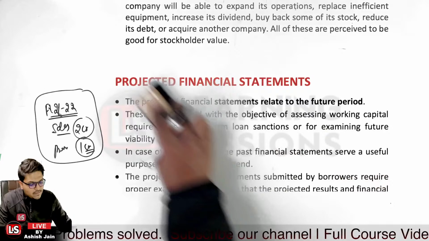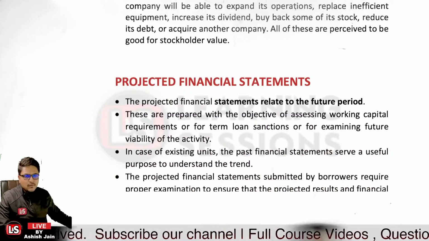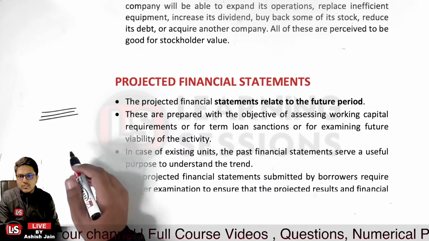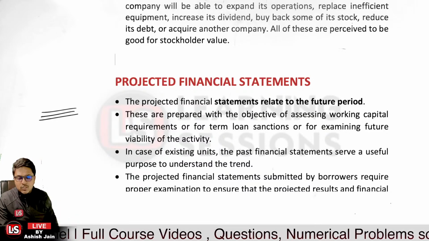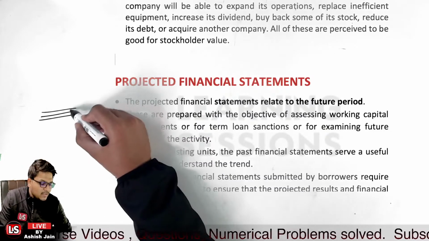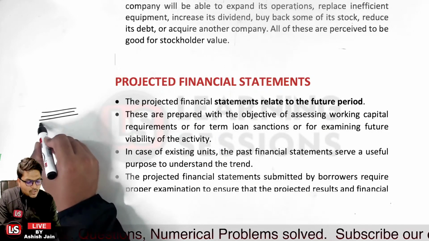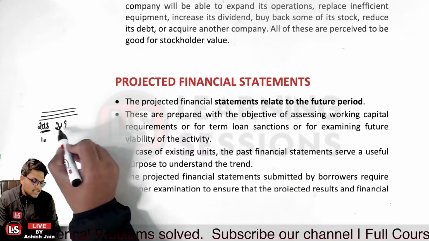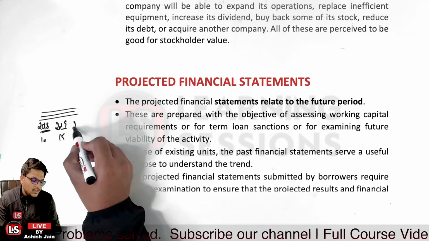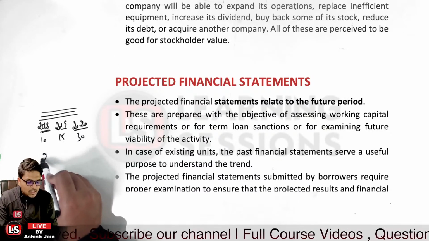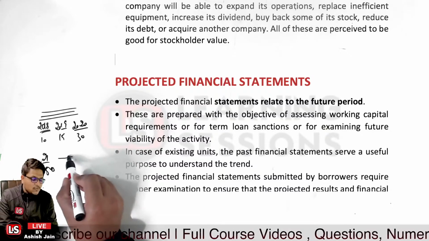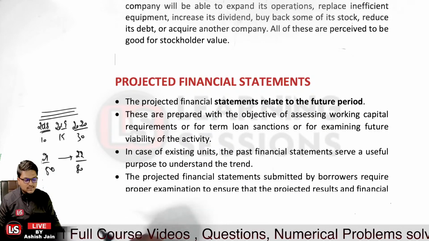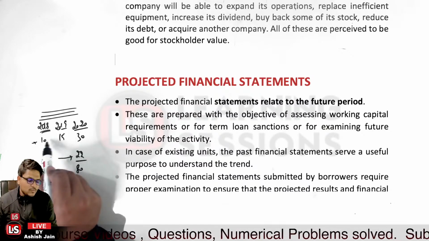Okay, in case of existing units, the past financial statements serve a useful purpose to understand the trend. So for the existing units which are already in existence, we can definitely look into the previous years' financial statements to check the trend, how they were working, what were their previous needs. If in the financial year 2018 the sales were 10 lakh, then in 2019 the sales were 15 lakh, 2020 the sales were 30 lakhs, and in 21 the sales are 50 lakhs, and the projection for 22 is given to be 80 lakhs, it seems to be realistic.